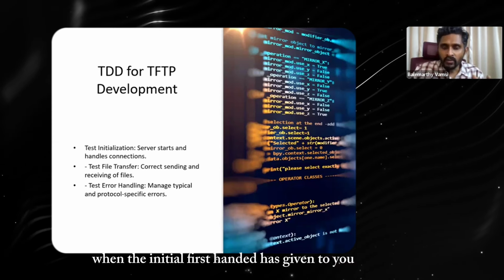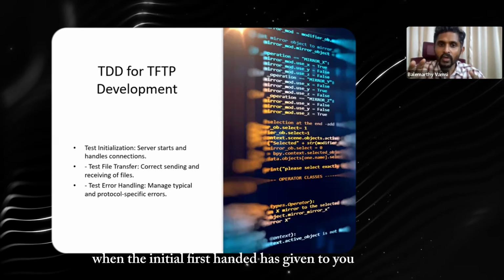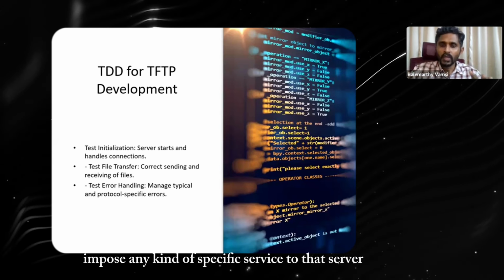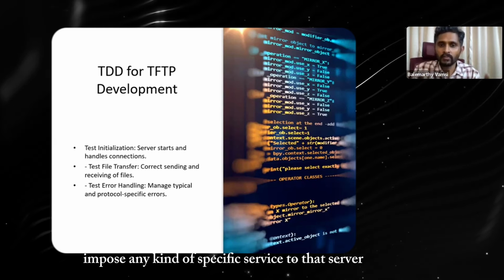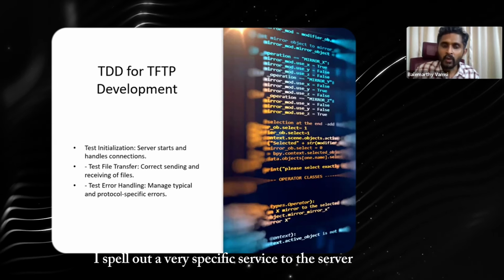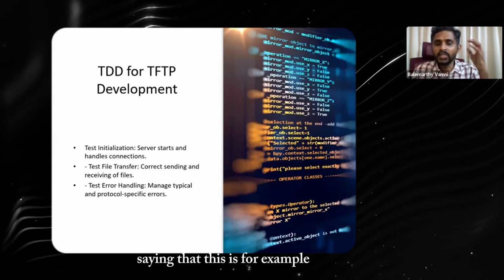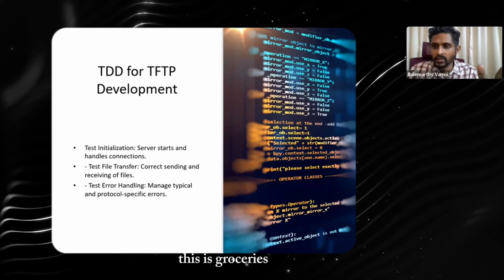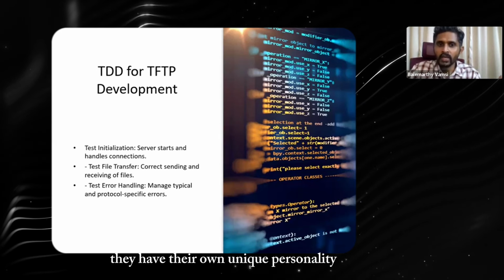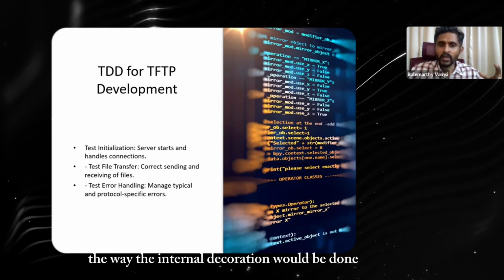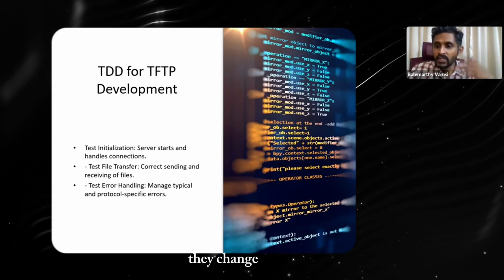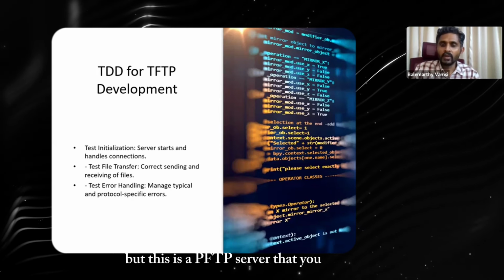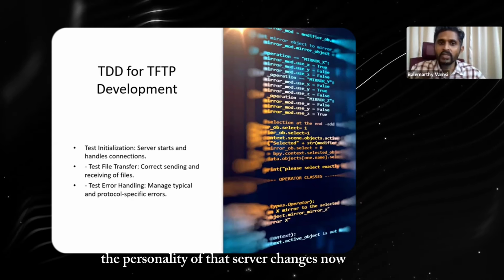In the initial stage, when the first handout was given to you, it was using UDP only, but I did not impose any kind of specific service on that server. The moment I spell out a very specific service to the server, for example, there are many shops. I say that this is a garment shop, this is a medical shop, this is groceries. They have their own unique personality. The way the internal decoration would be done, the internal placement of various things, they change. Now, when I say that this is a server, but this is a TFTP server, the personality of that server changes now.